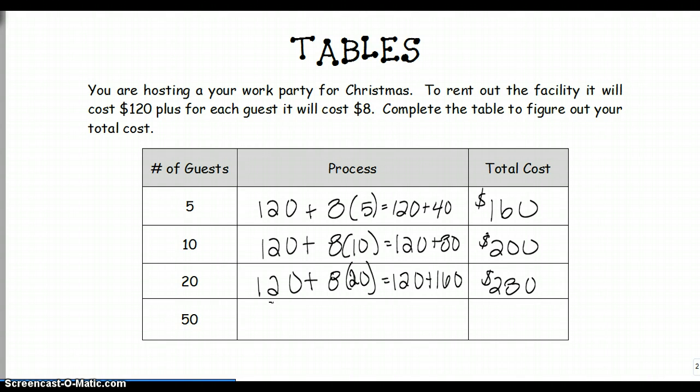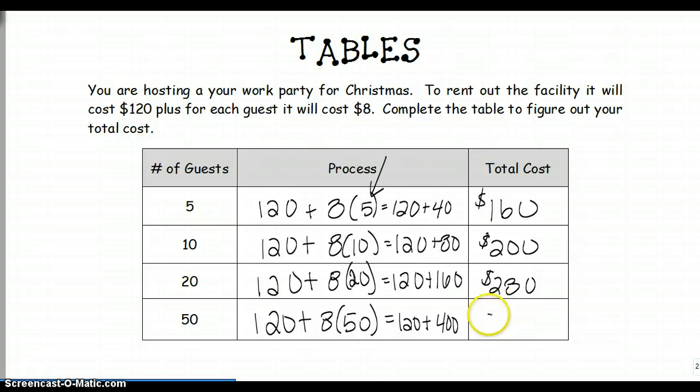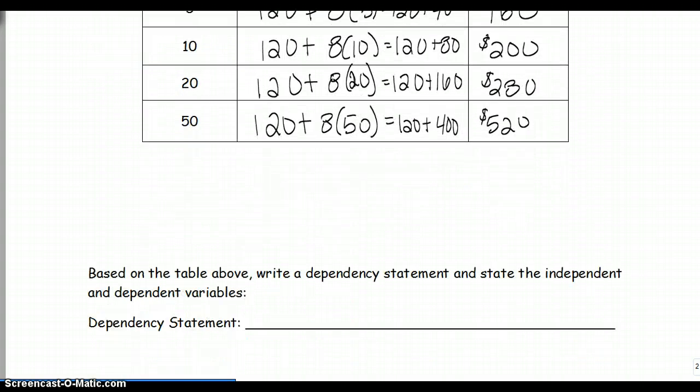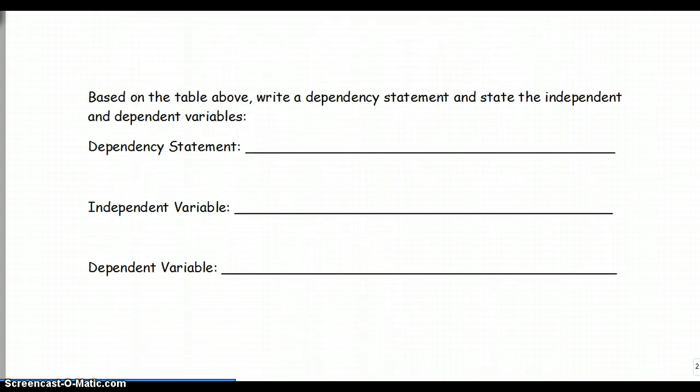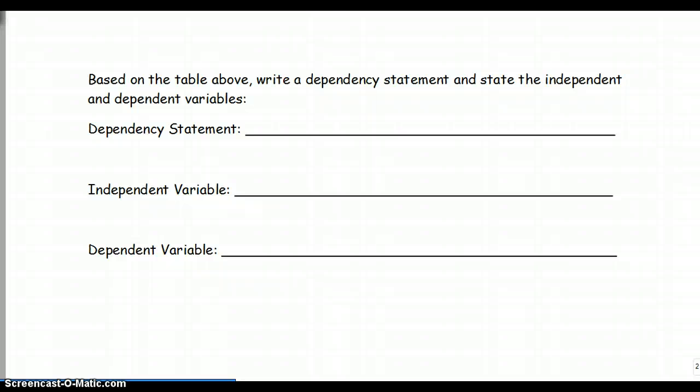Now, let's say you have 50 people show up. So you have to say that 50 people are showing up because this is what's changing, right? So you have $120 for the fee plus $400 for the people. And when you add these together, you're going to get $520. So it's going to cost you $520 if 50 people want to go to your party.